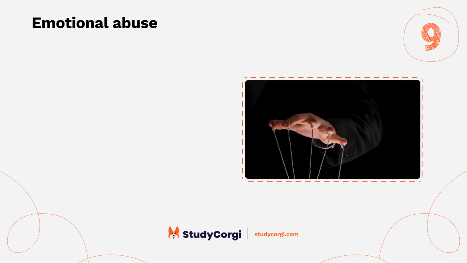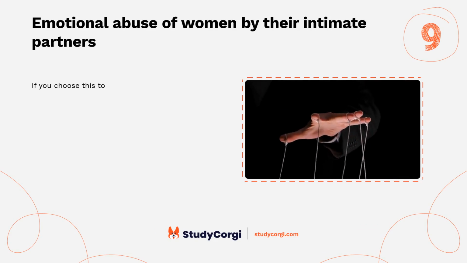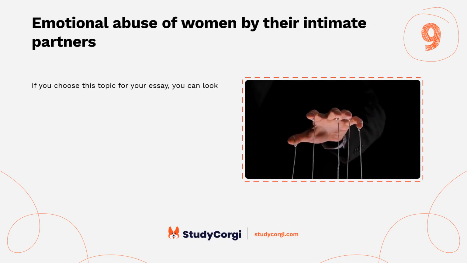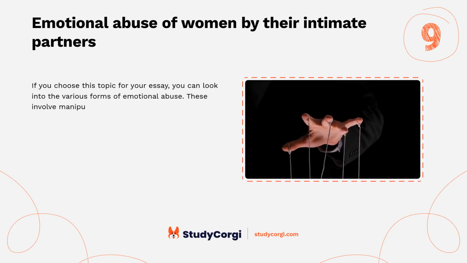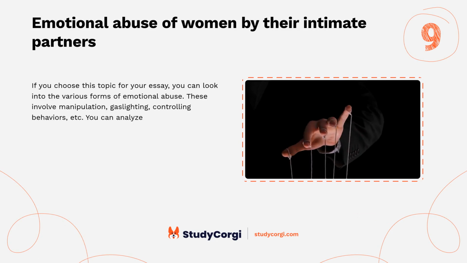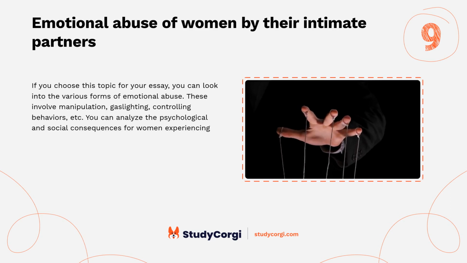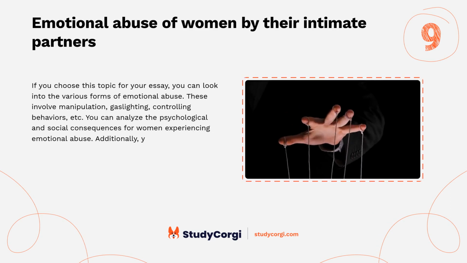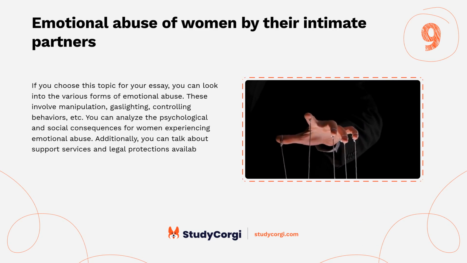Emotional abuse of women by their intimate partners. If you choose this topic for your essay, you can look into the various forms of emotional abuse. These involve manipulation, gaslighting, controlling behaviors, etc. You can analyze the psychological and social consequences for women experiencing emotional abuse. Additionally, you can talk about support services and legal protections available for victims.